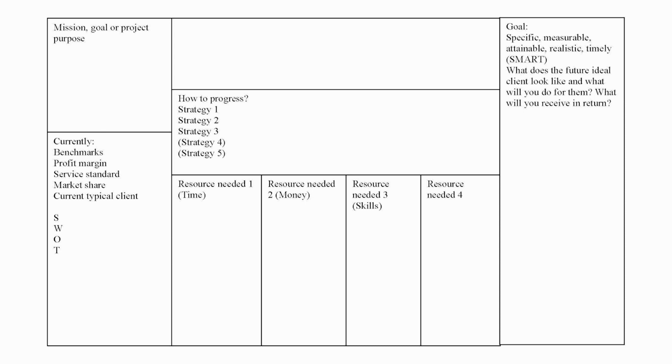On the bottom left of the template, you'll see it's like a status quo. It's looking for having you consider where you currently are right now.